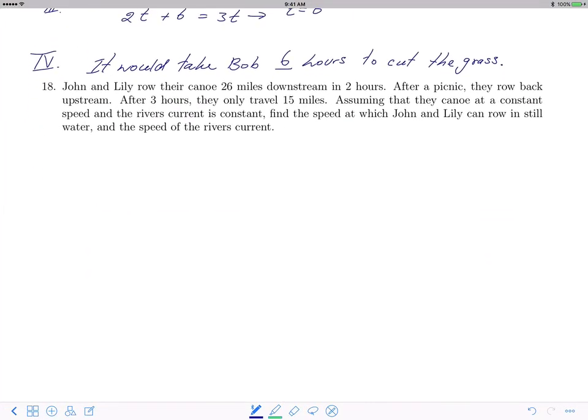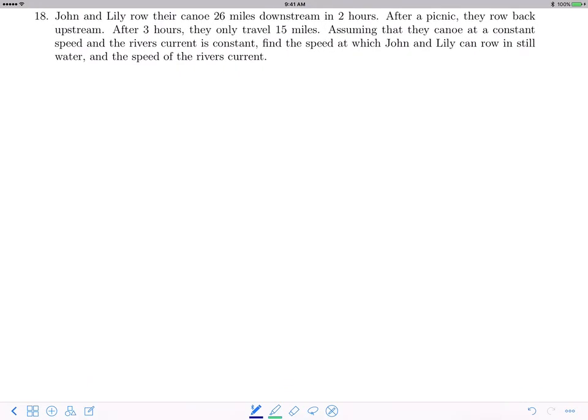Okay, let's look at number 18. John and Lily row their canoe 26 miles downstream in 2 hours. After a picnic, they row back upstream. After 3 hours, they only travel 15 miles. Assuming that the canoe has a constant speed and the river's current is constant, find the speed at which John and Lily can row in still water and the speed of the river's current. So we have two things we have to find.